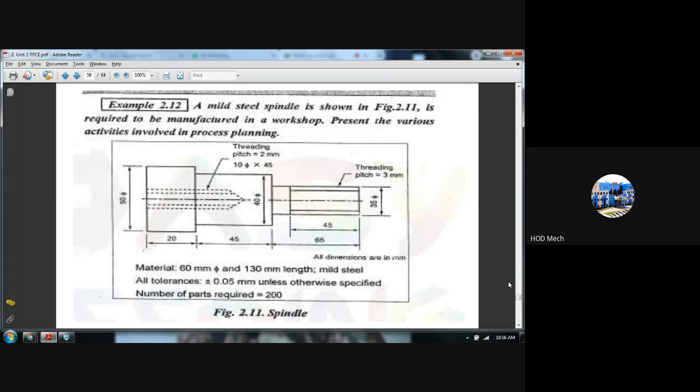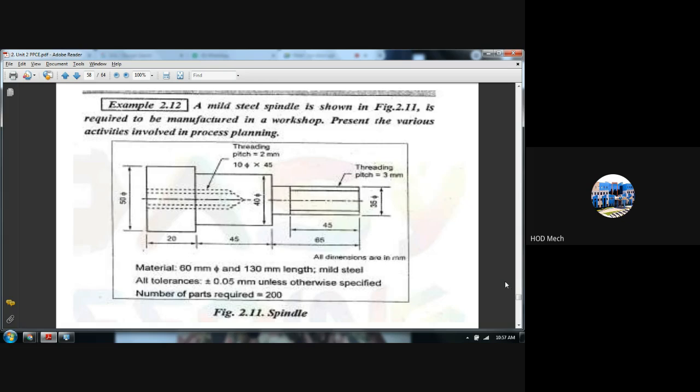Now, apart from all these things, there will be no other data available to you. It will be just a representation of a drawing. You will be having a drawing. In that drawing, you will be having enough specifications that are required for you to carry out the process.